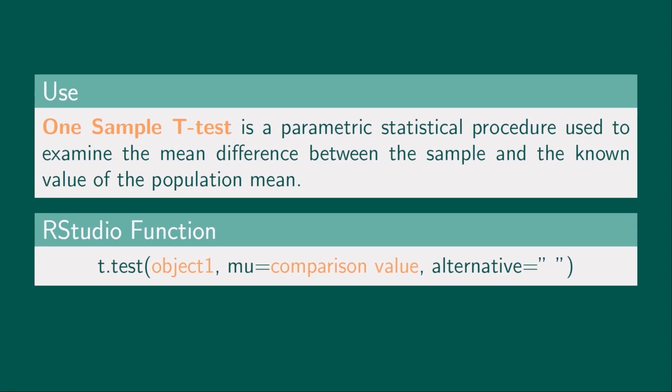The R function for this test is given below. The t.test function allows us to perform a t-test in RStudio. Object 1 contains the dataset that we want to analyze. The comparison value in the mu argument is your hypothesized value, and the alternative argument allows us to set which of the alternative hypotheses we are considering. This can be either greater, less, or two-sided.